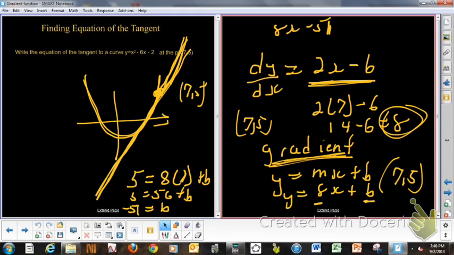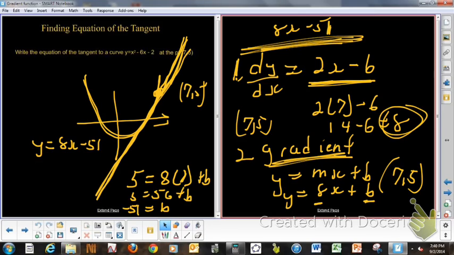So we have just done what our calculator did, but we had to show all the work. So the equation of the tangent is y equals 8x minus 51. We can prove it with our calculator, and we can check it with our calculator, but we've got to show the work. So you have to differentiate first, then you've got to find the gradient second, then you've got to stick that into your equation and finish off the equation by using your point.